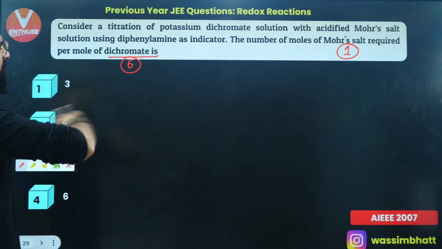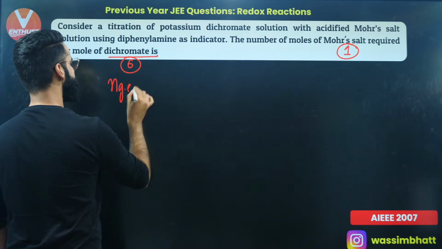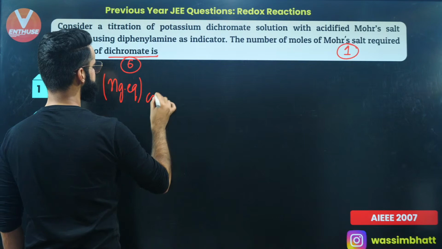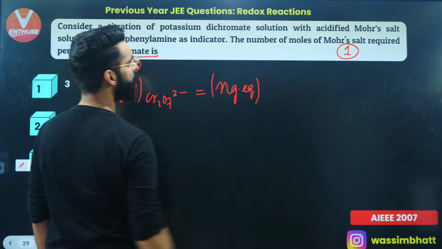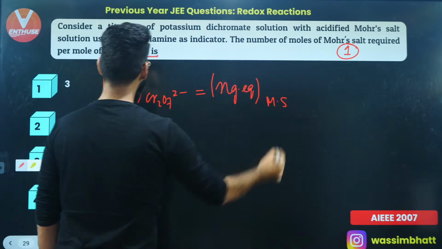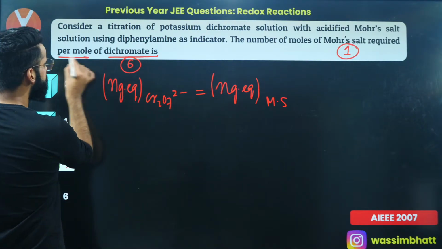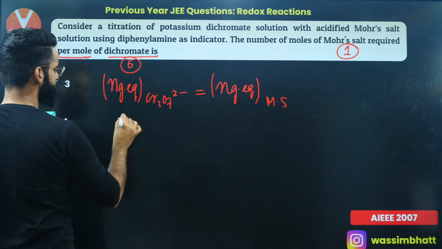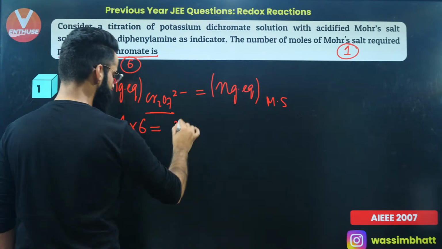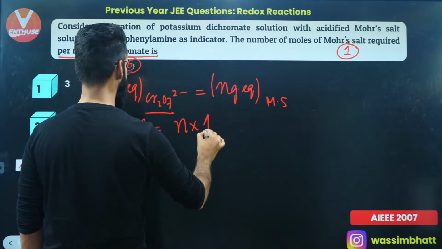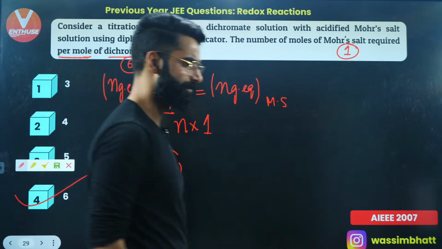Now just equate the gram equivalents of dichromate and Mohr salt. The number of gram equivalents of dichromate ion Cr2O7 2- should be equal to the number of gram equivalents of Mohr salt. Number of gram equivalents of Cr2O7 2- is the number of moles, per mole of this that means 1, multiplied by its n factor 6. Number of gram equivalents of Mohr salt is the number of moles of Mohr salt multiplied by its n factor, that is 1. So the n value comes out to be 6. 6 is going to be the answer of this question.